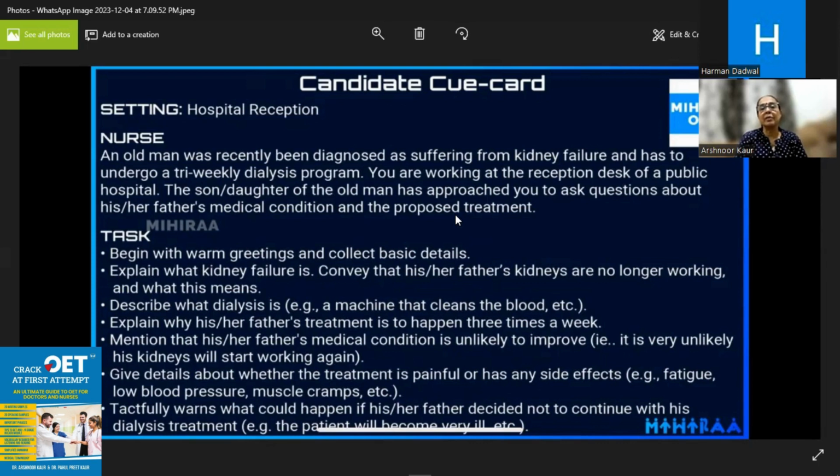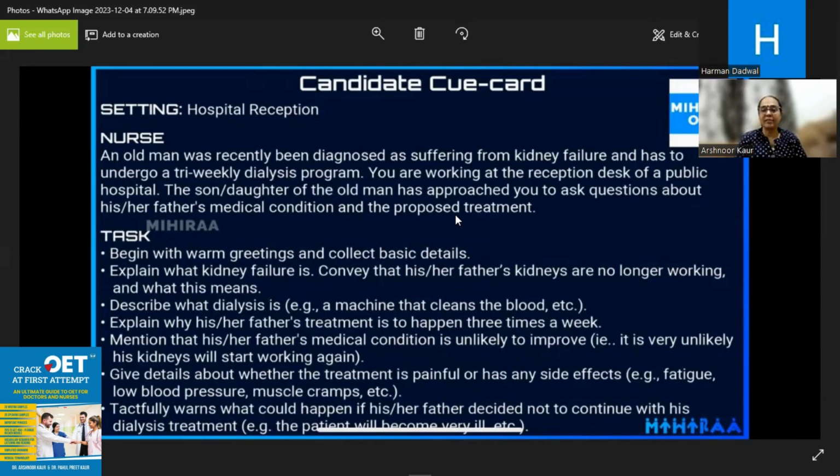After that, when the patient becomes habitual, it becomes common for him. Because your father is undergoing this procedure 3 times a week, he needs to be courageous. He needs to be educated and encouraged regarding this. Mention that his father's medical condition is unlikely to improve.